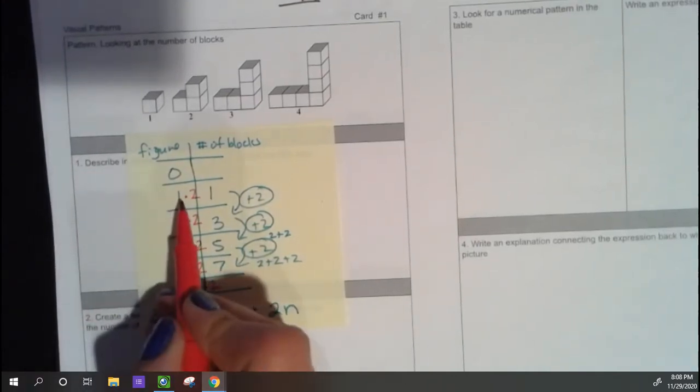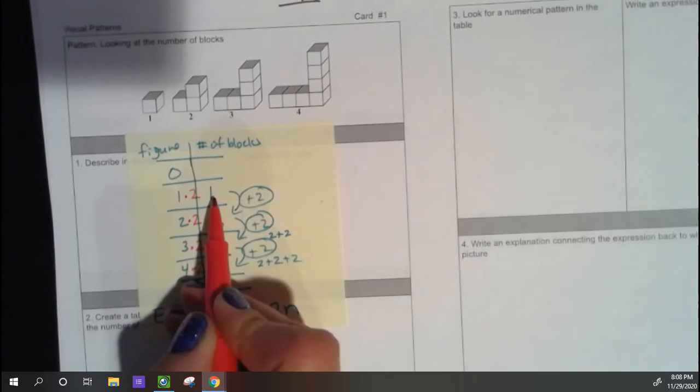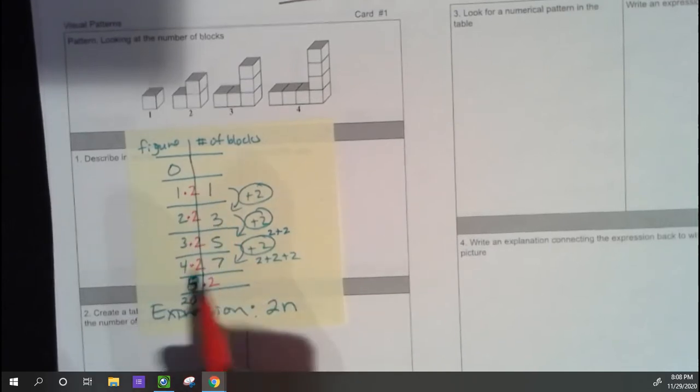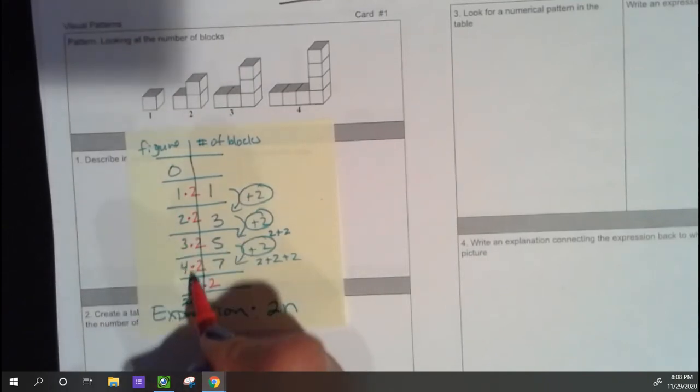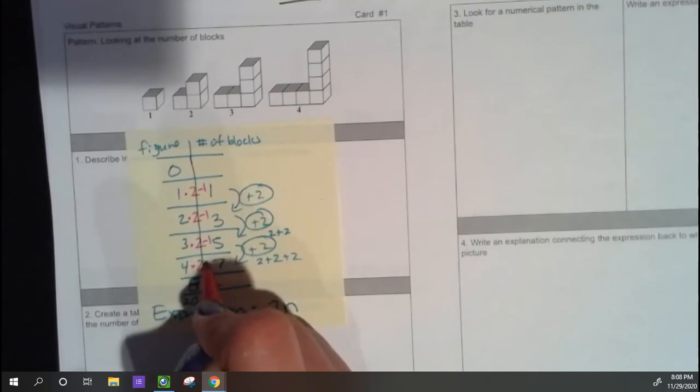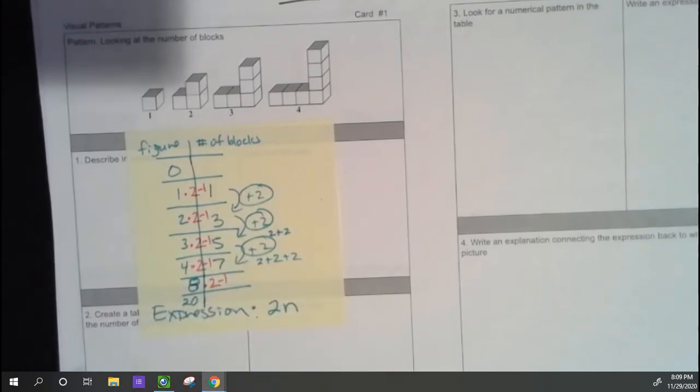Does that work? No, that would give me 2. That would get me 4. That would get me 6. That would get me 8. But it gets me close. Did you notice that all of these were just 1 too big? What if I multiplied by 2 and then subtracted 1? That is our rule. That is the one that works every single time.